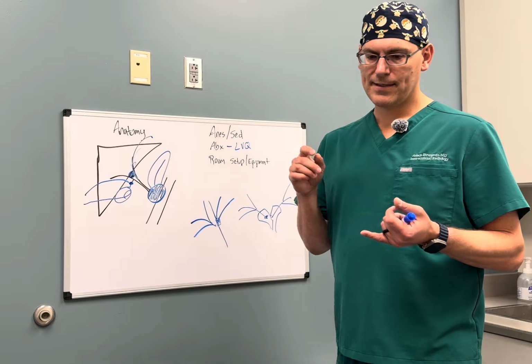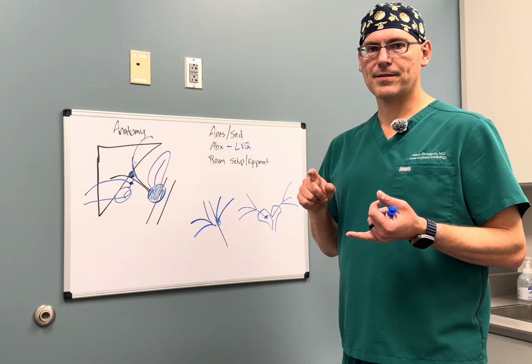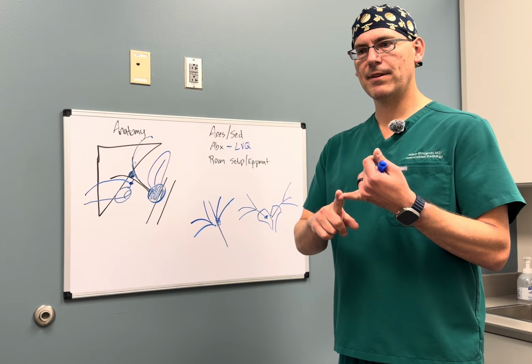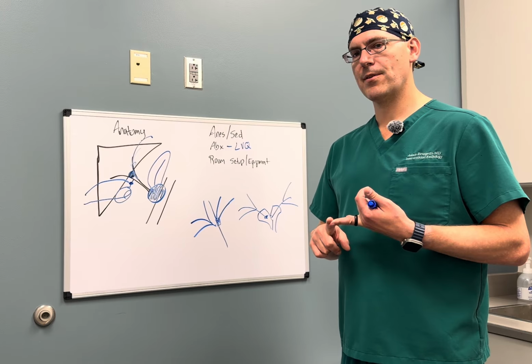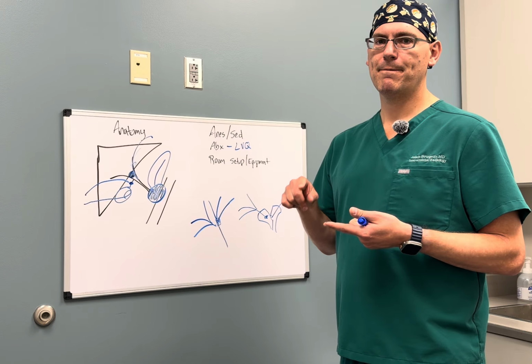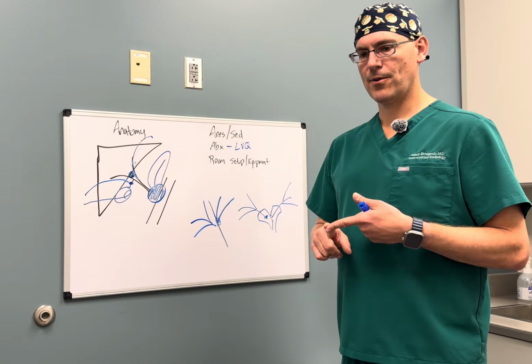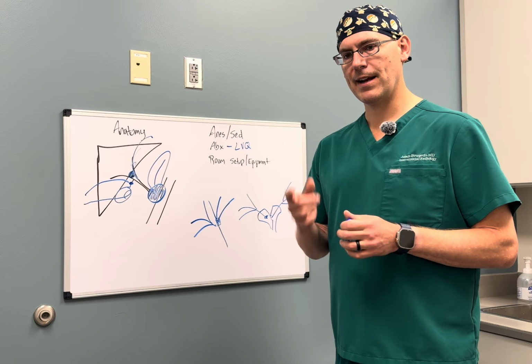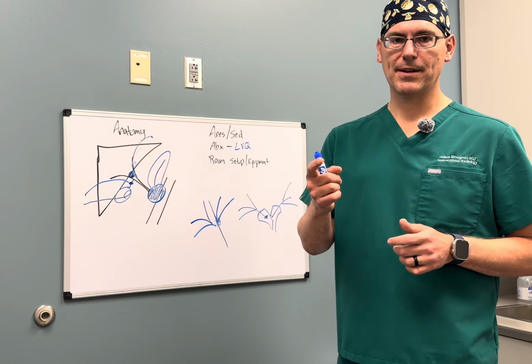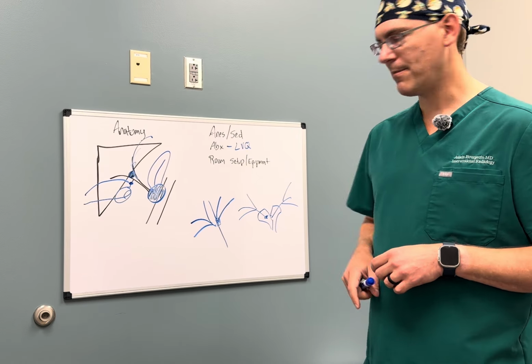For all of these cases, we like our coaxial system, our MacIntyre, a Nitrex wire to start with, a glide wire, and a Kumpe, or your standard 65 centimeter angled hockey stick type catheter.